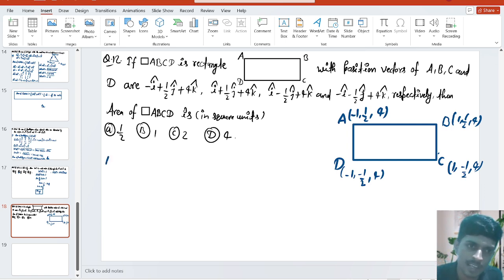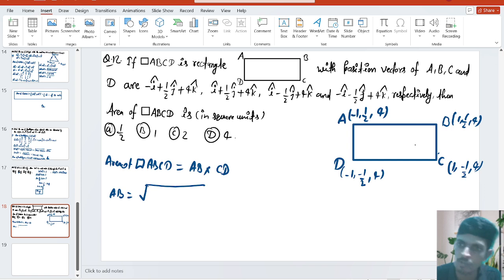So what is the area of rectangle ABCD? Simply length into breadth, simply AB into AD. Let us simplify AB. This is the distance between two points. How to find it? x2 minus x1: 1 minus of minus 1 becomes plus 1, whole square, plus 1 by 2 minus 1 by 2 whole square.